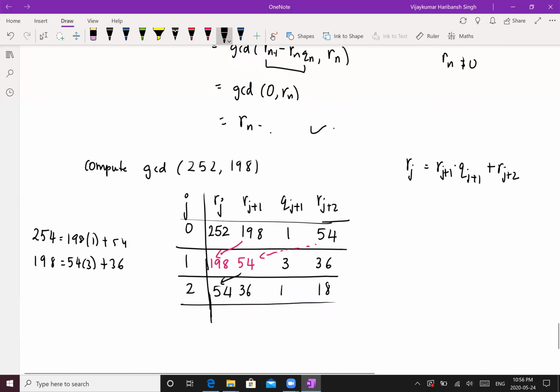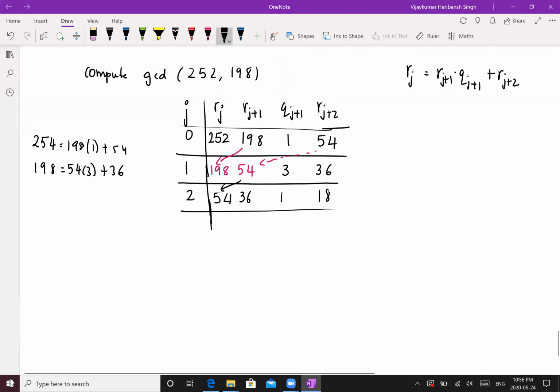Now step 3, I get 36 here, dividing by 18. It goes 2 times, remainder is 0. So this last non-zero remainder is your GCD. So this is how the game is played. All right, that's about it, folks. Talk to you soon. Thank you.